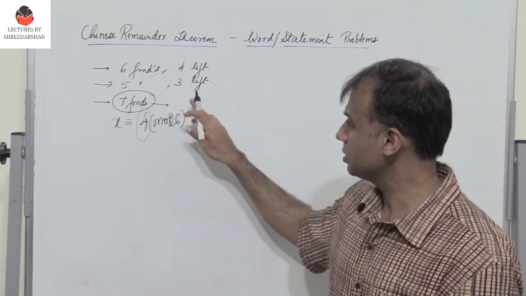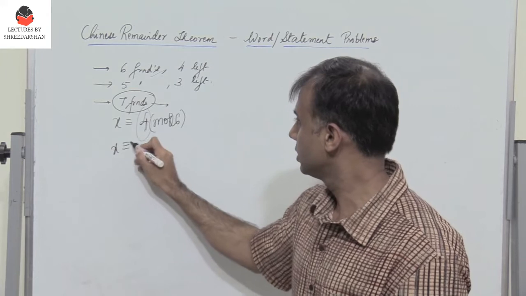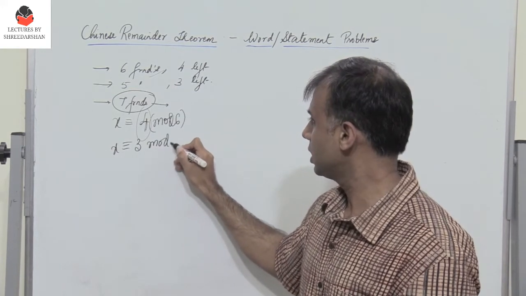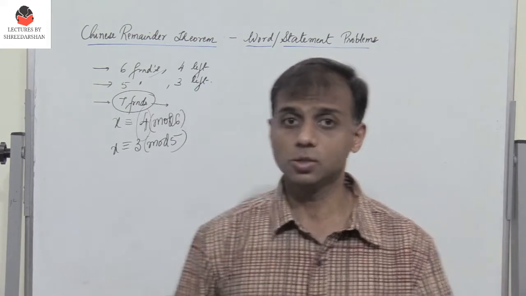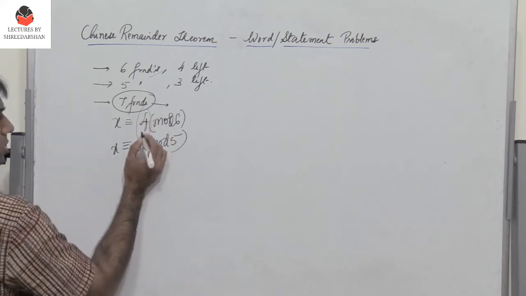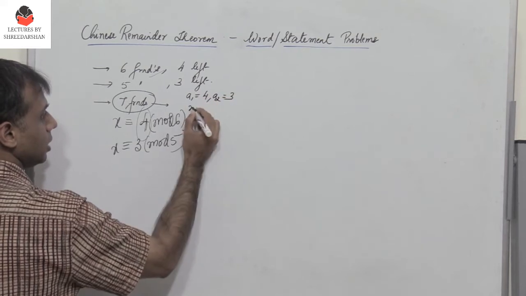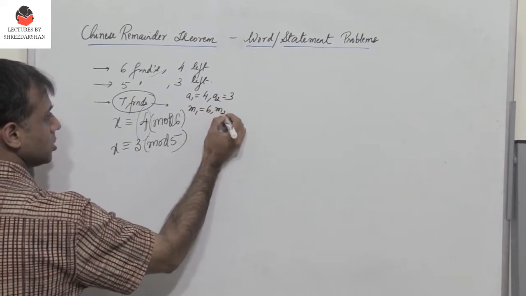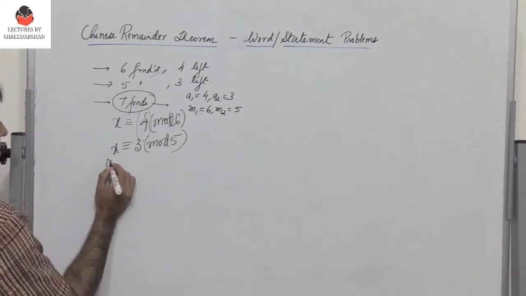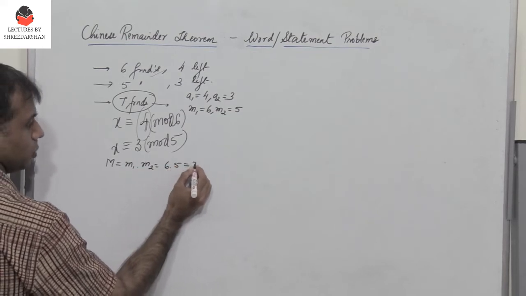Similarly, if I distribute the same x coins to 5 friends, I am left with 3. Since there are 5 friends, we have mod 5. So the equations are x is congruent to 4 mod 6 and x is congruent to 3 mod 5, and I need to find the value of x. Very simple. So a1 is 4, a2 is 3, m1 is 6 and m2 is 5. So capital M is m1 into m2, which is 6 into 5, which gives me 30.